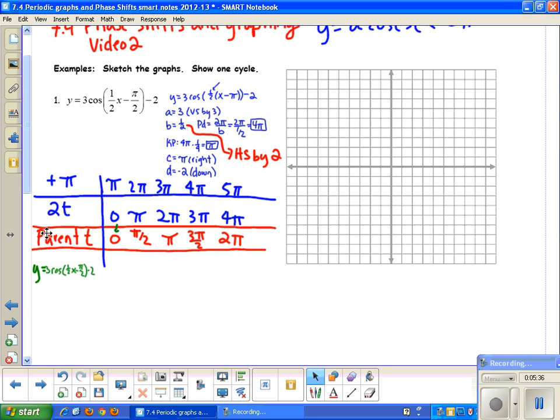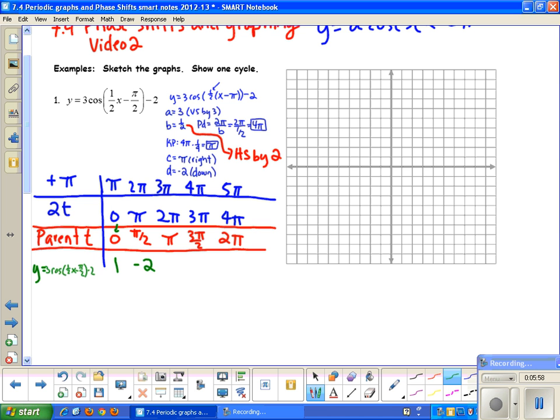Okay, so this gives me a value of 1. Then when I plug in 2 pi times 1/2 gives me pi, and pi, or 2 pi over 2, minus pi over 2 gives me pi over 2. So the cosine of pi over 2 is 0, 0 times 3 is 0, and 0 minus 2 gives me negative 2. And then I'm going to keep on going.